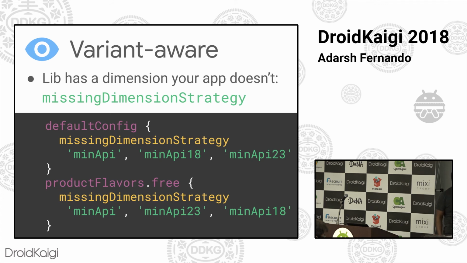So you can override that in the product flavor block. So let's say for your free, you really don't want to support min API 18 and higher. You just want to support min API 23. You can just override that just for your free product flavor.